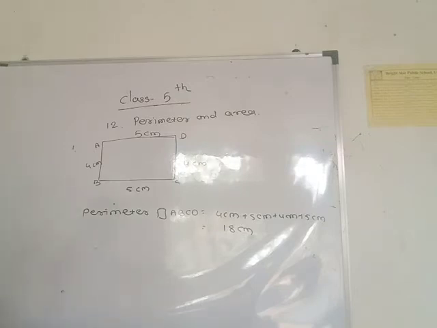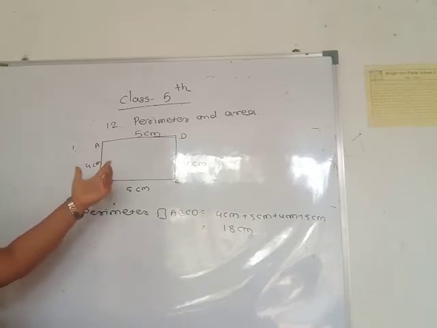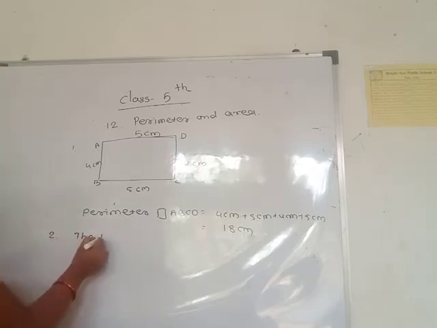The lengths of the adjacent sides of a rectangle are 10 centimeter and 7 centimeter. The perimeter of this rectangle is? Then the second question. Given, the length of the adjacent sides of this rectangle are 10 centimeter and 7 centimeter. When you draw this type of figure, the opposite sides are equal. Then write the perimeter of this figure.